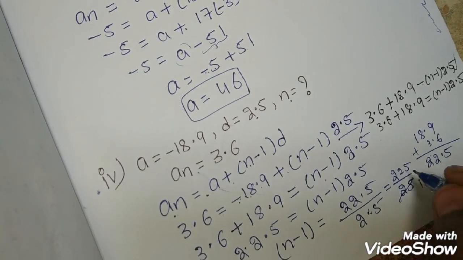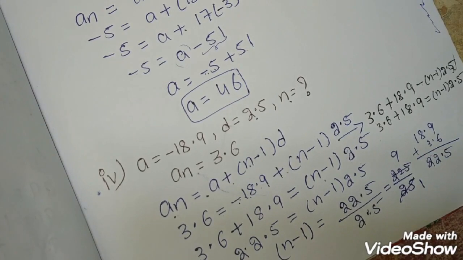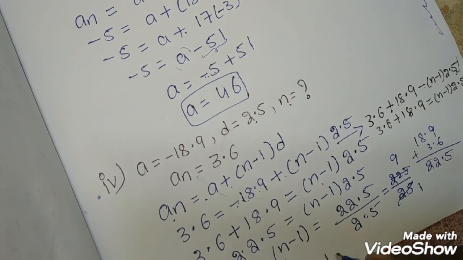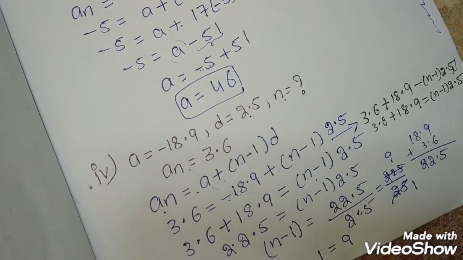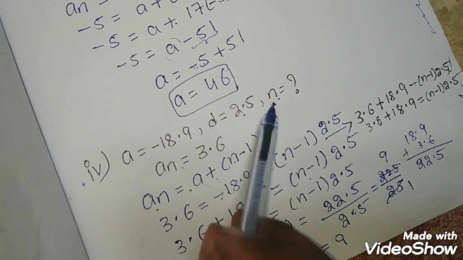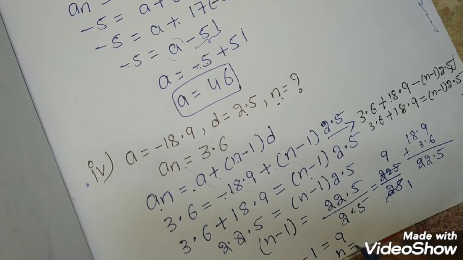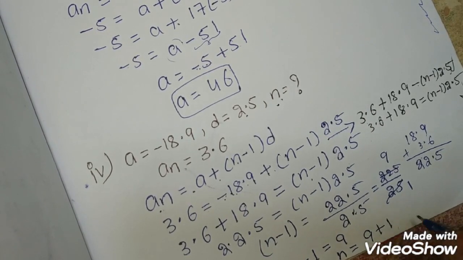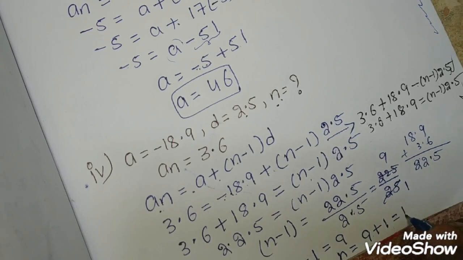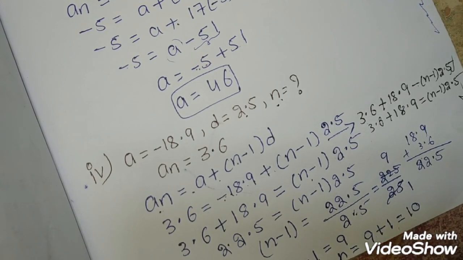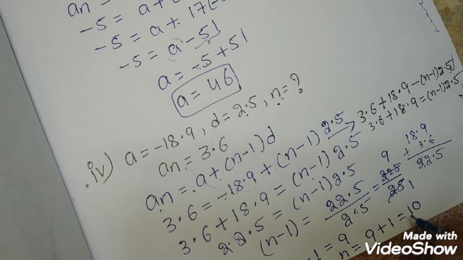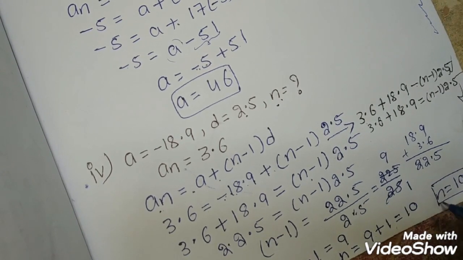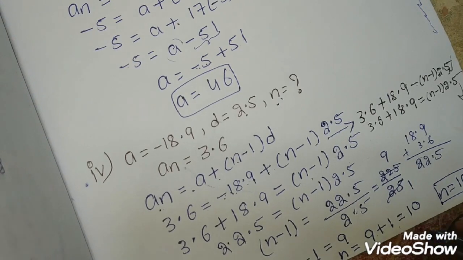25 ones are 25. 25 nines are 225. Just check once. So what do we get here? n minus 1 is equal to 9. But what do we need here? We need n. So what is n here? n is equal to 9, and minus 1 becomes plus 1. So what is our answer? 9 plus 1, that is 10. Right? Understand? So what is n here? How many terms do we have? There are 10 terms. This is our solution.